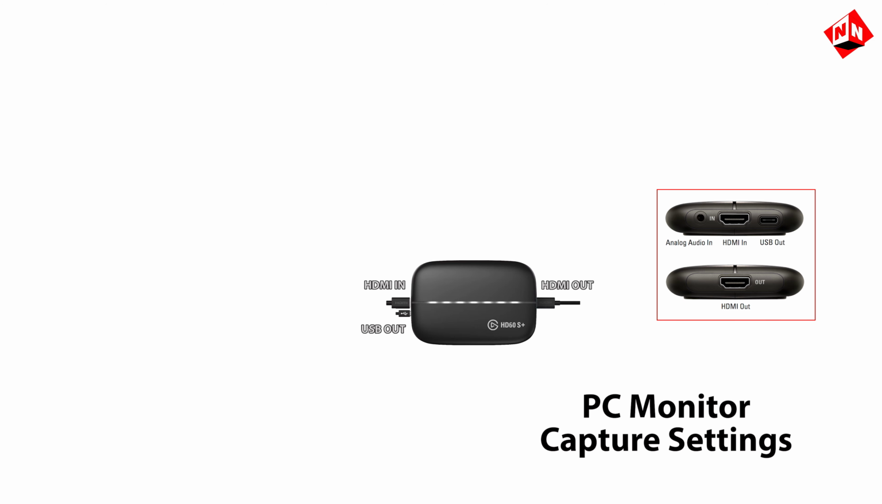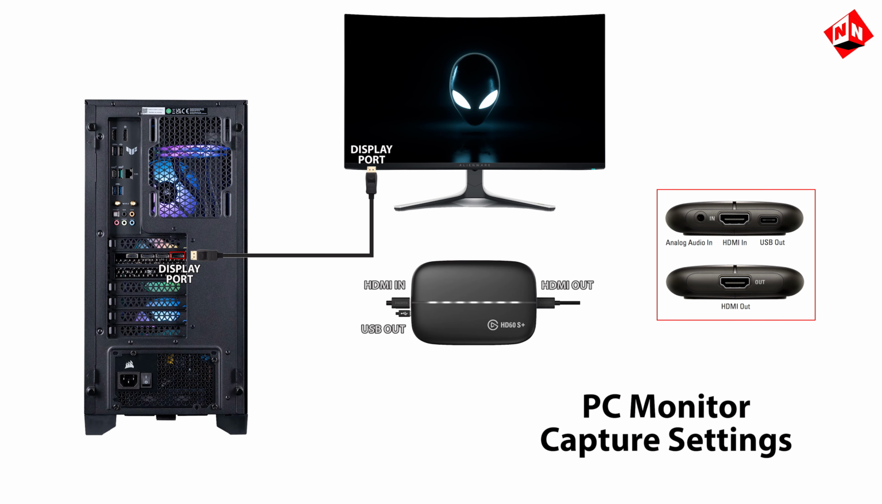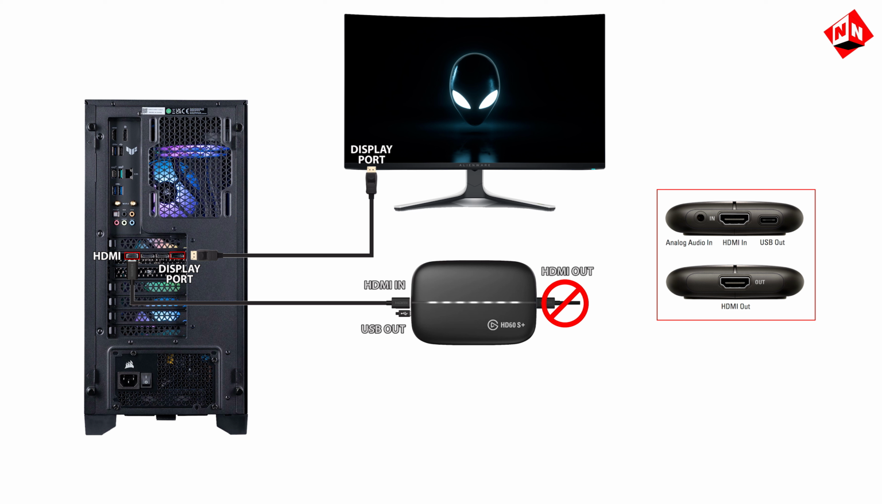Let's get started. First, make sure your computer is connected to your monitor via DisplayPort. Second, make sure the HDMI in on the capture card is connected to an HDMI port on your computer. You're going to want to skip the HDMI out on the capture card if you're using a DisplayPort connected monitor for the display. The HDMI out is for pass-through if you're using a console or want a mirrored HDMI display.